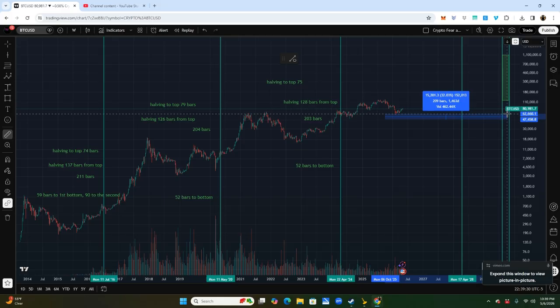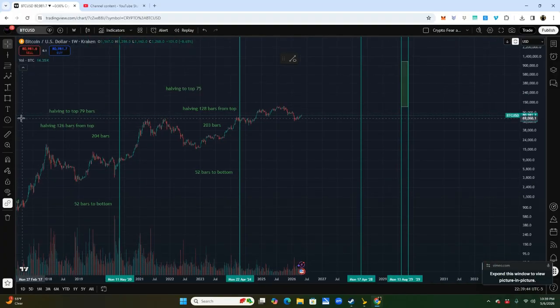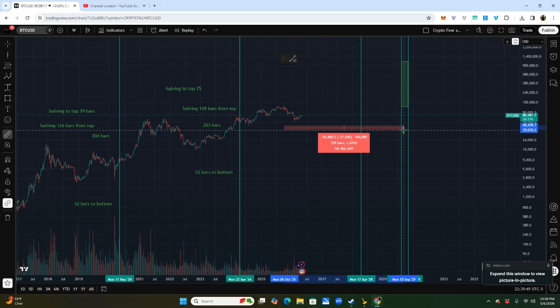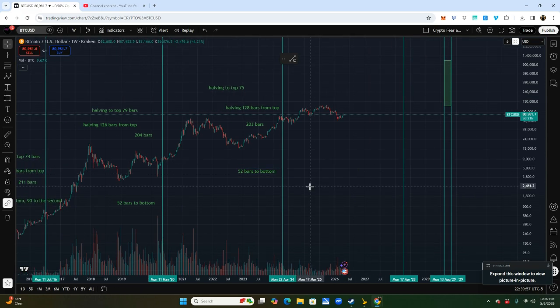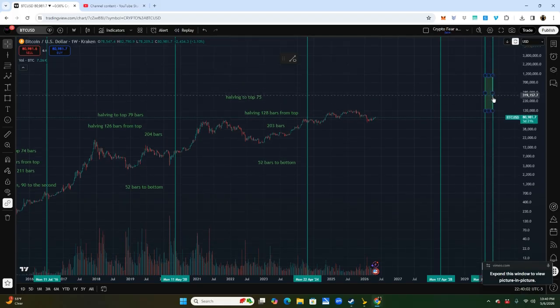To, can't see where that's at. Let's go back over here. 211 bars. October. So we land in that box each time. Right? So this time frame is where we should roughly top in the next Bitcoin cycle.